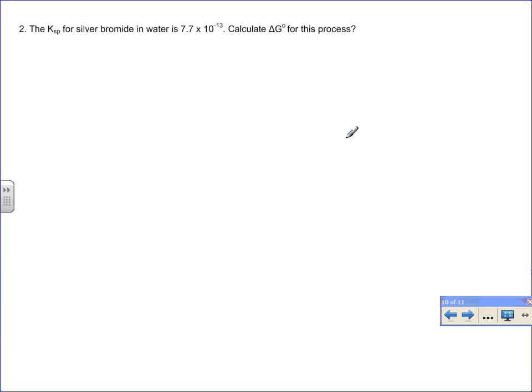In our last problem here, we're being given a Ksp value, and the Ksp is given for silver bromide, and it's given to have a value of 7.7 times 10 to the negative 13. And we can use that to calculate the delta G for the process, because delta G naught is equal to negative RT ln of K.